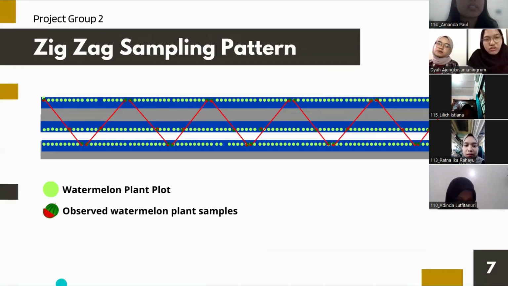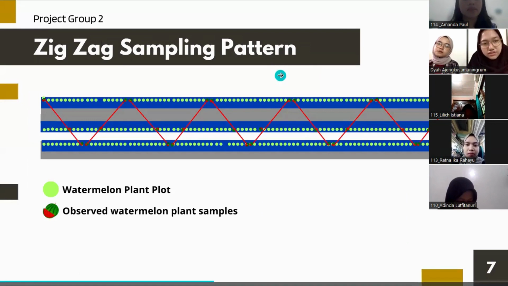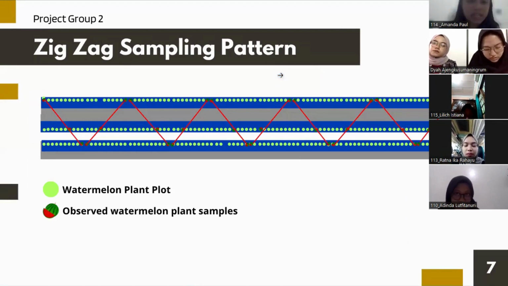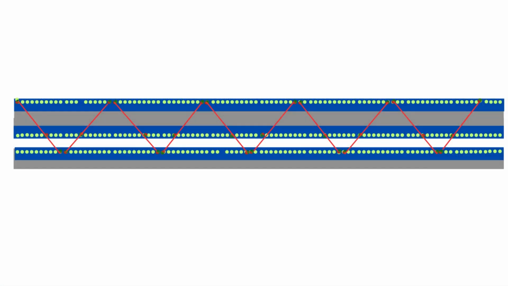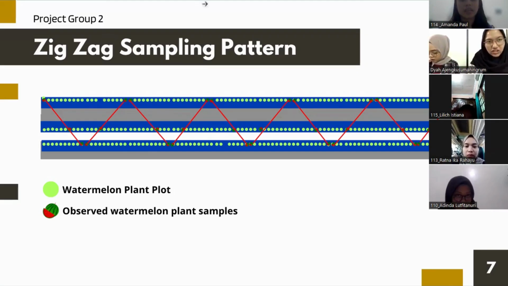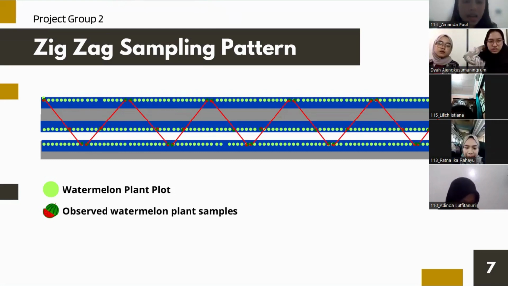Okay, there is the zigzag sampling pattern. Can you zoom in on the sampling pattern? Zigzag sampling, and the red is the watermelon plant samples, and the green is the watermelon plant plot.